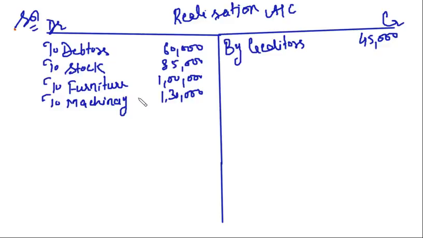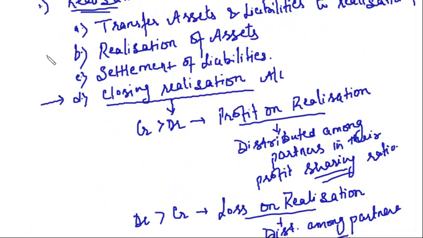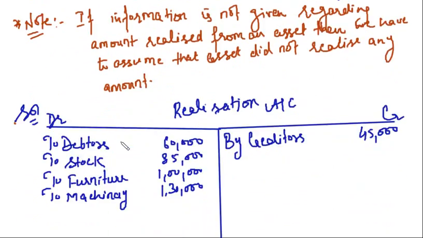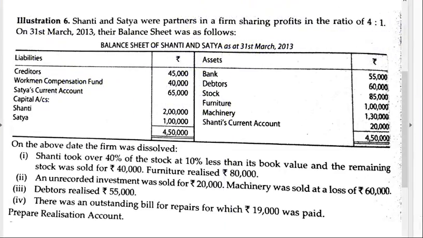Now, what is the second step? Second step says you have to go to the market and sell the assets. Go to the market and sell assets. Realize assets. Now we have the information regarding these. The first is stock. It says Shanti took over 40% of the stock at 10% less than its book value. What is the amount of stock? 85,000. What is 40% of this 85,000? That comes to 34,000. It is taken over by Shanti at 10% less than the book value. If a partner is taking over the asset, what is the journal entry? We have discussed it in the previous lectures.